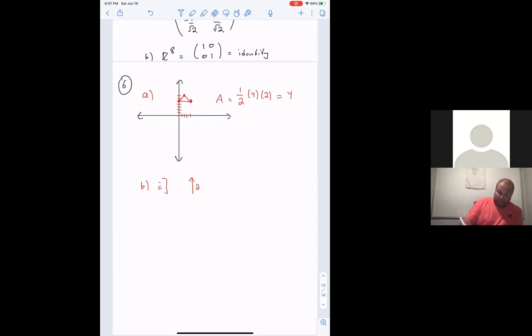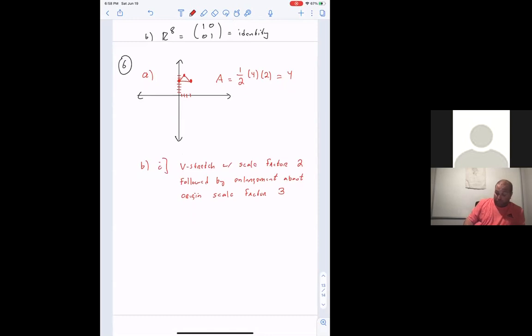I don't, that's bad shorthand. I'll just write it out. A vertical stretch with scale factor 2, followed by an enlargement about the origin scale factor 3. And we want the new area.